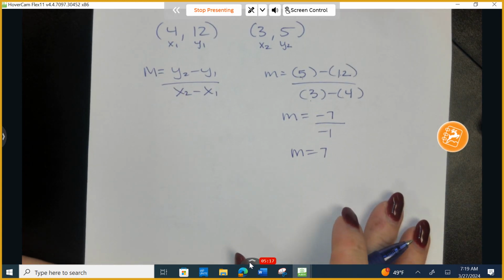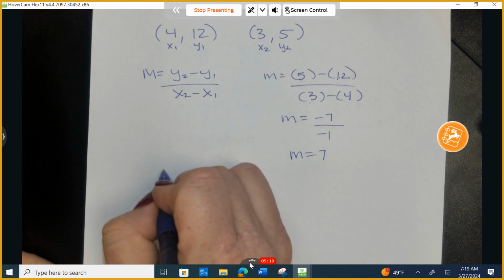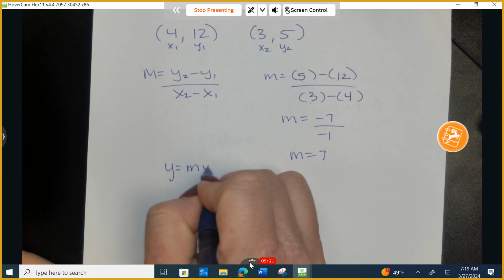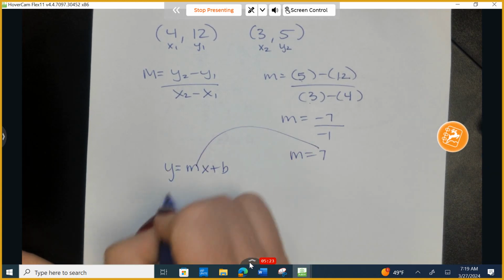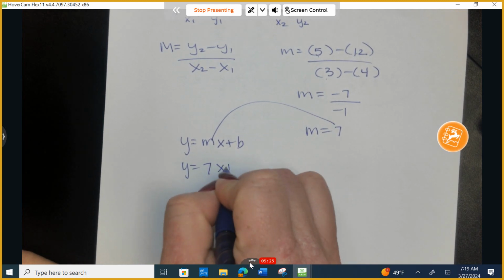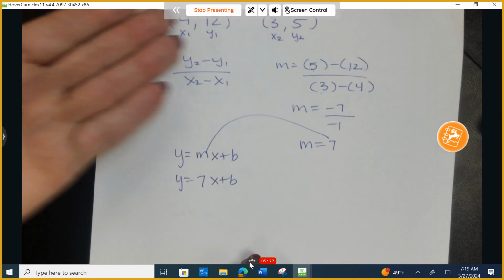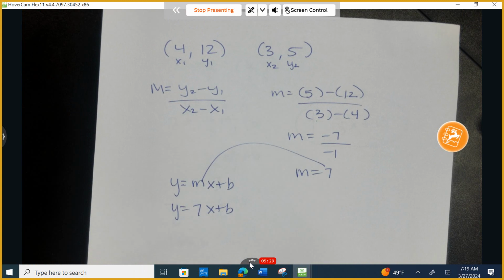It doesn't say what is the slope, it says what is an equation here. So y equals mx plus b. I'm going to replace the m with the 7. And now I choose either point. It makes no difference. You choose which one looks easier to you.